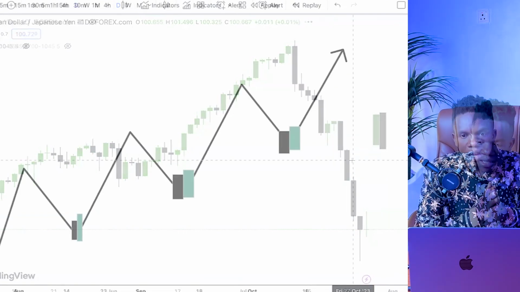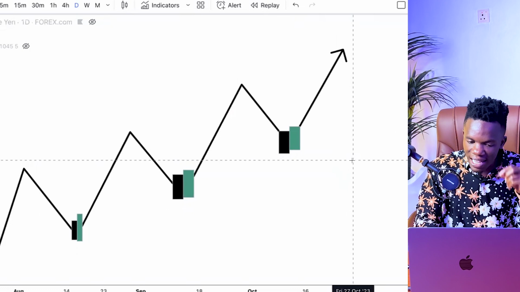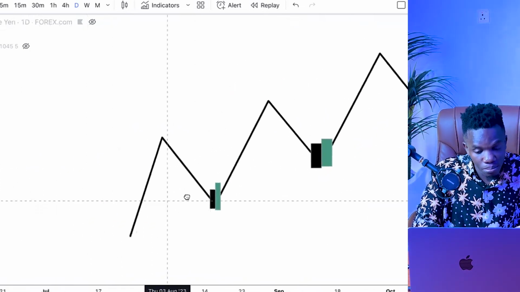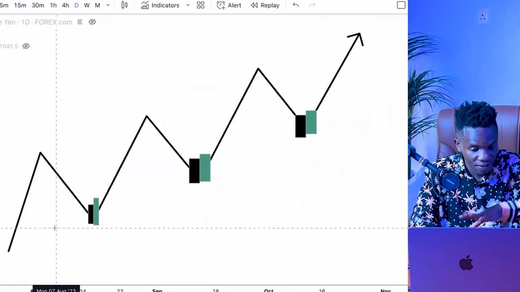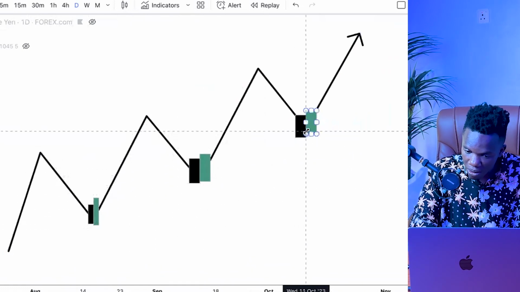Let's get started, guys. Everyone watching me right now, you are going to agree with me that at every turning point in the market, for example, this is a market structure. This is a bullish market structure, so we have several turning points here. We have this turning point, this turning point, and this turning point.